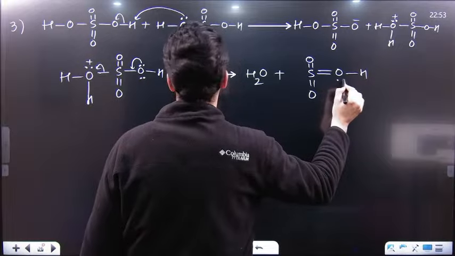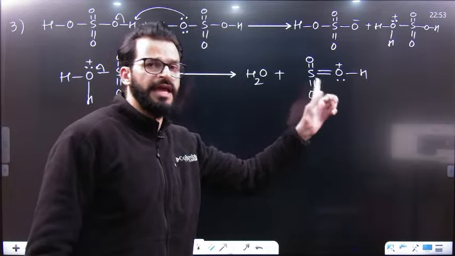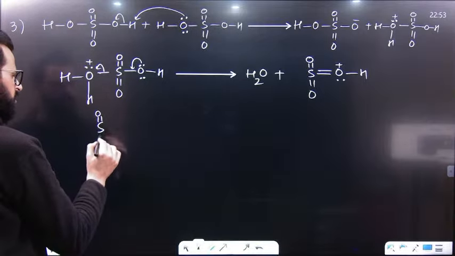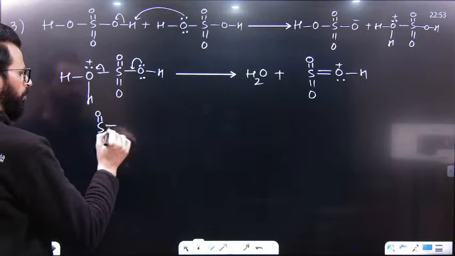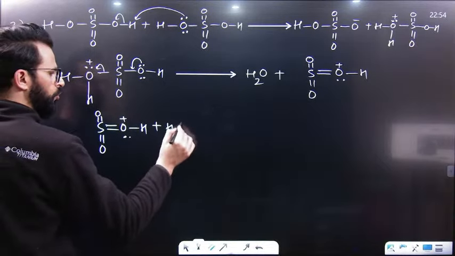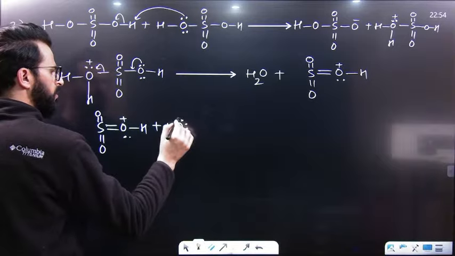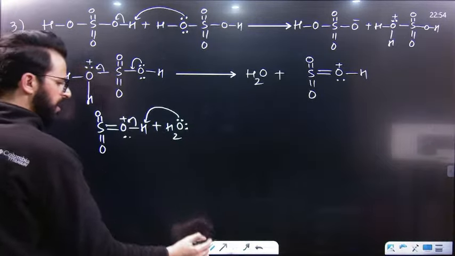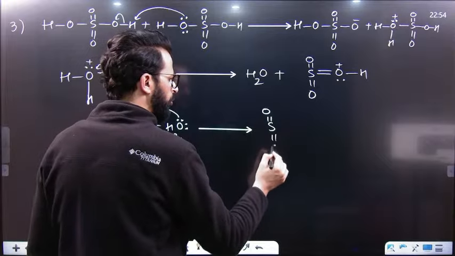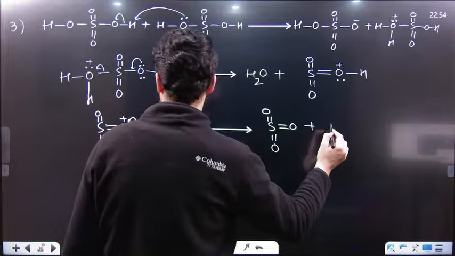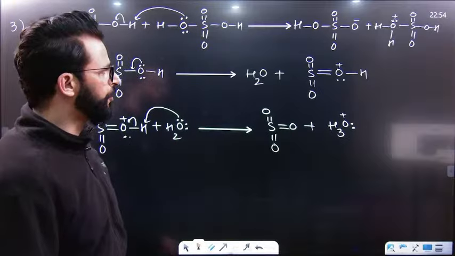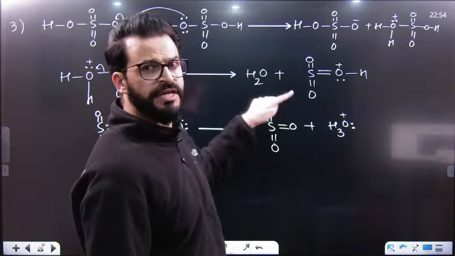Now either this will act as an electrophile, or you can say that S double bond O, single bond H will react with H2O, and H2O will abstract this H positive and it will result in the formation of SO3, S double bond O, plus what we call H3O positive. Remember, during sulfonation, either this is the electrophile or we can say this is the electrophile.